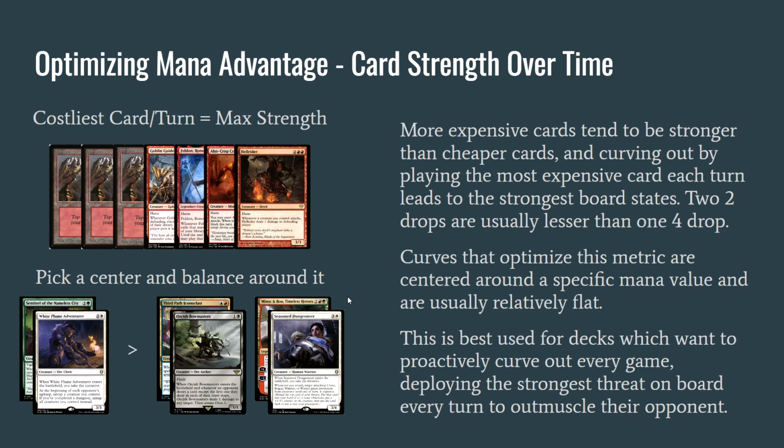This is best used for decks that really want to proactively curve out every single game and deploy the strongest threat on board every turn to outmuscle their opponent, and are not so concerned about double spelling. They just want to keep slamming haymakers every turn.